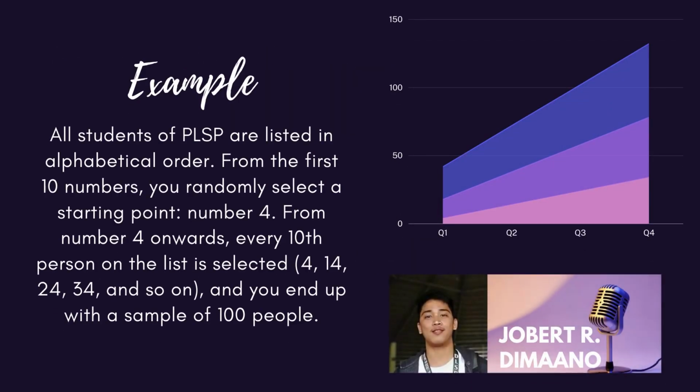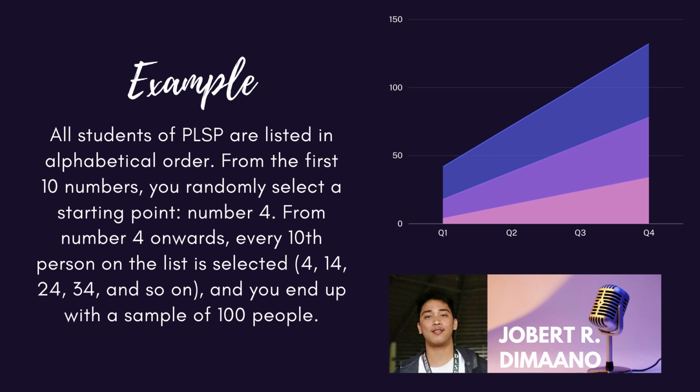Another example, so all students of PLSP are listed in alphabetical order from the first 10 numbers. You randomly select a starting point, number 4. From number 4 onwards, every 10th person on the list is selected: 14, 24, 34, and so on. And you end up with a sample of 100 people.